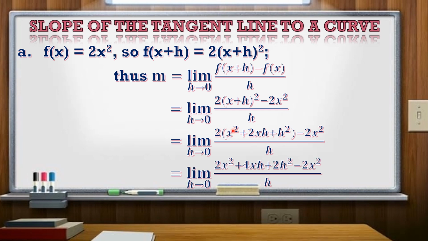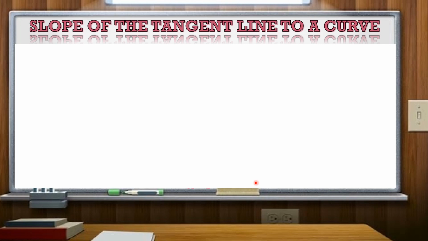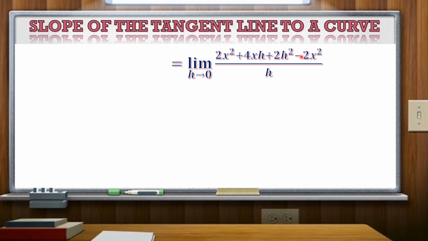Ito, si 2 ibibigay kay x squared, magiging 2x squared. 2 times 2xh, magiging 4xh. Si 2 times h squared, magiging 2h squared. Copy yung 2x squared, negative, all over h. Next na gagawin is to combine like terms. Pagsasamahin po natin. Then, the function becomes, we have 2x squared plus 4xh plus 2h squared minus 2x squared.